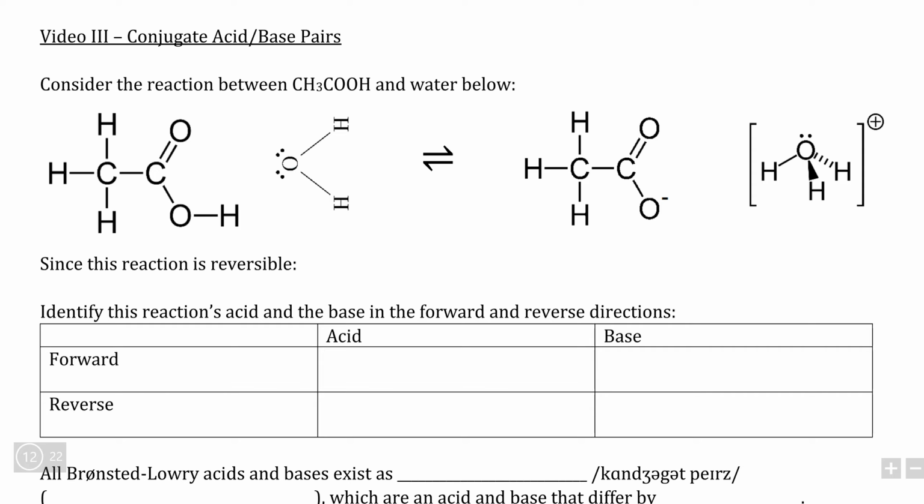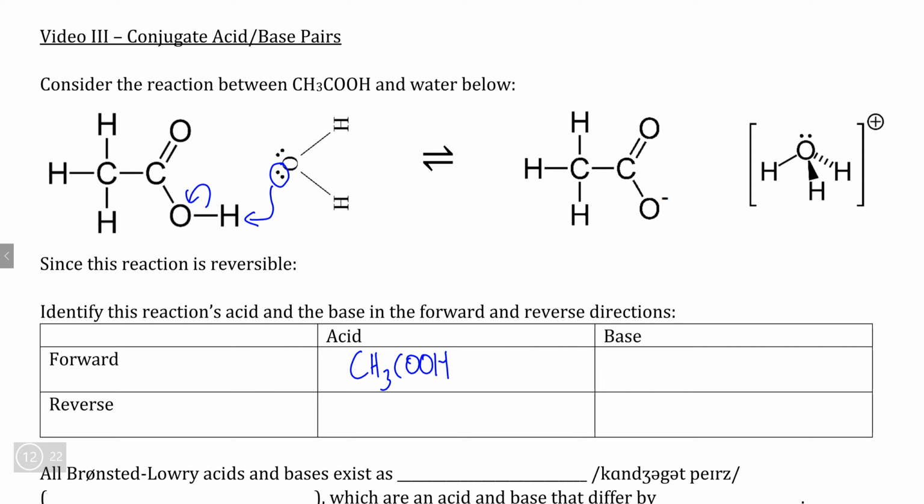In this video, we're going to be looking at a feature that is pretty much unique to reversible acid and base reactions. If we consider the forward direction here, we know that acetic acid, CH3COOH, is going to be acting as the acid in the reaction because water uses its lone pair to form a bond with the ionizable hydrogen here, breaking this bond, causing acetic acid to lose a hydrogen, and therefore it's acting as the Brønsted-Lowry acid in the forward direction.